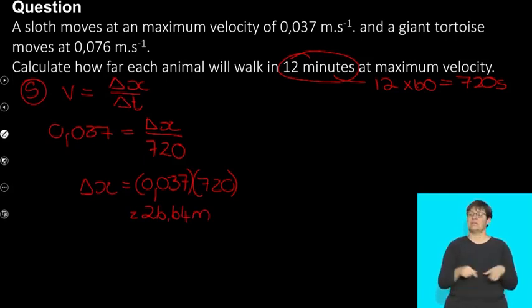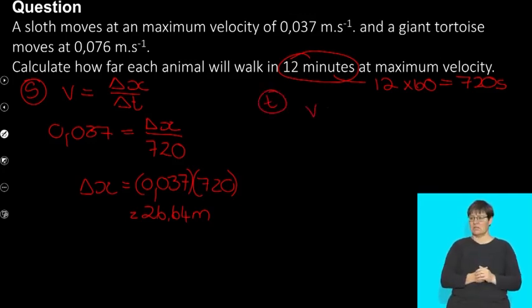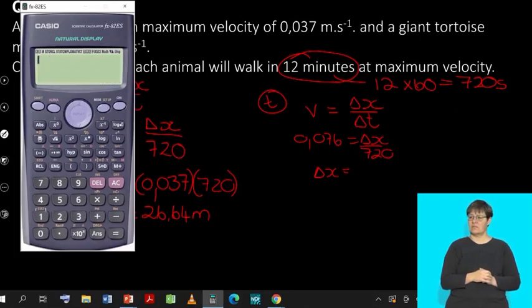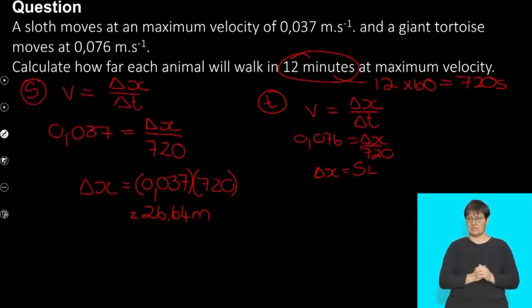We would do the same with the tortoise, which we're going to do very quickly. He was going 0.076, also times 720. Because I'm about to run out of time, 0.076 times 720 equals 54.72 meters. And they only wanted that. They didn't need direction because they just said how far.